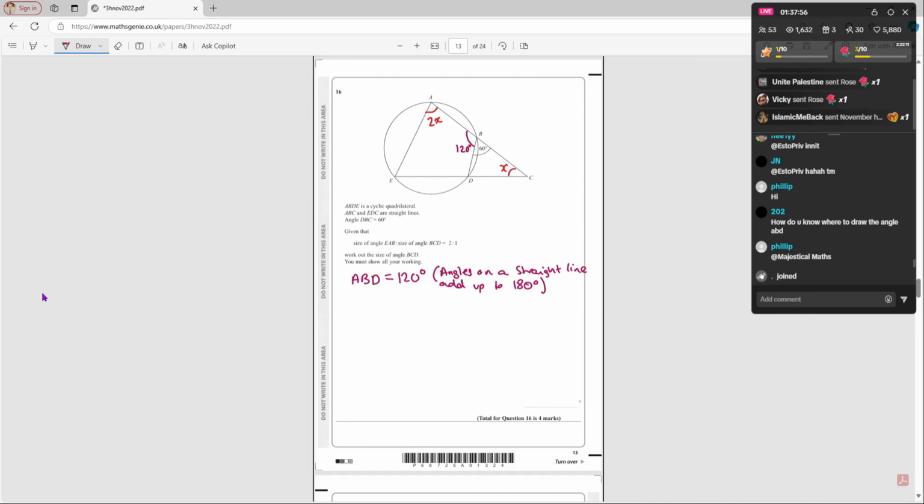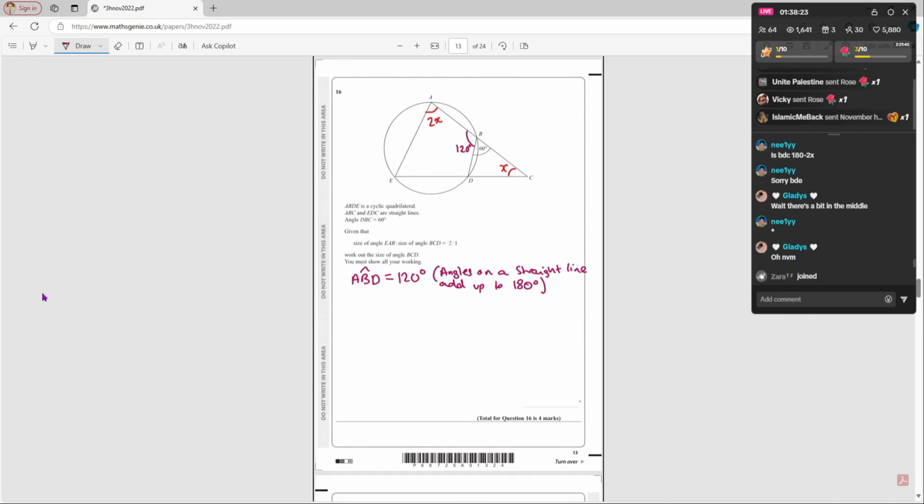So how do we know where to draw the angle ABD? So how do we draw this angle? It basically means ABD is basically B. So it's going to be the angle B over here. So ABD, the middle letter tells you what angle the letter is on.